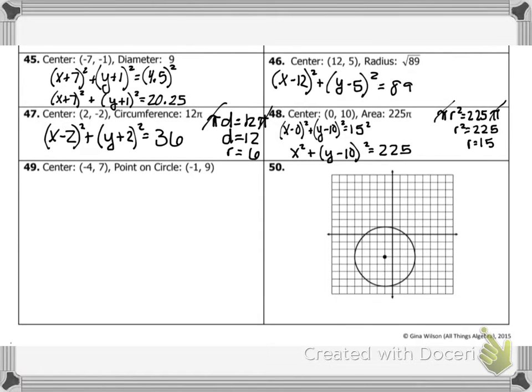And 49, the center is negative 4 and 7. The point is, okay, I'm going to pause this so that we can do these last two on a fresh video.